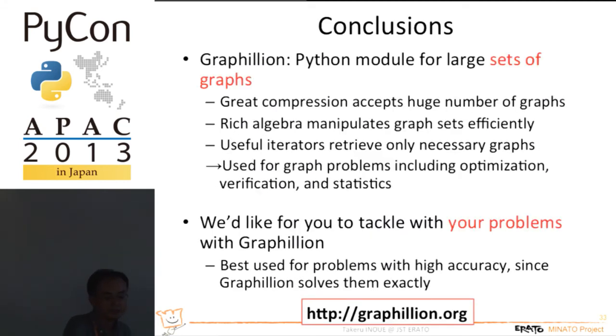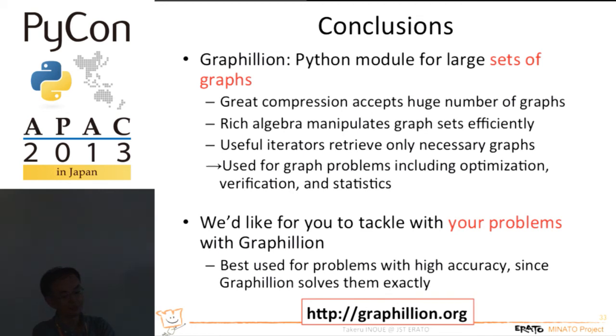Okay. Finally, let me conclude my talk. I introduced our Python module named Graphillion. Graphillion handles a huge number of graphs using a compressed data structure named ZDD. The rich algebra manipulates huge graph sets efficiently, and so we can tame complicated constraints. Graphillion provides useful iterators, and so we can retrieve only the necessary graphs from the huge set. And so Graphillion can be used for various graph problems, including optimization, verification, and statistics.